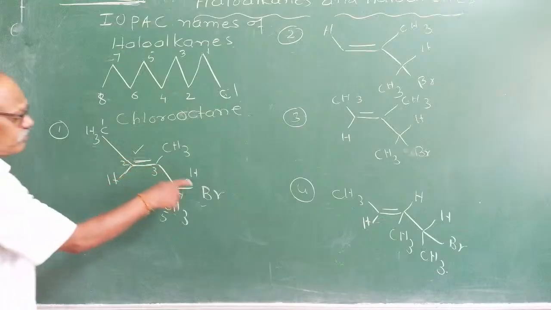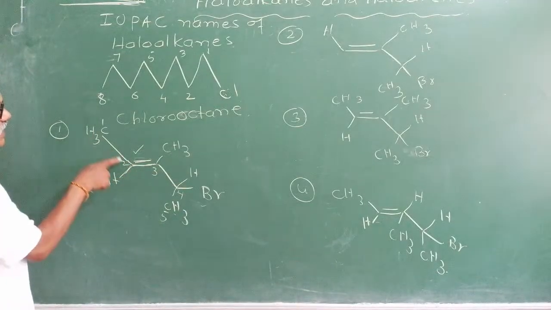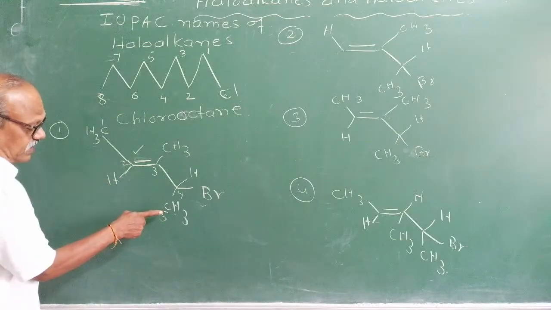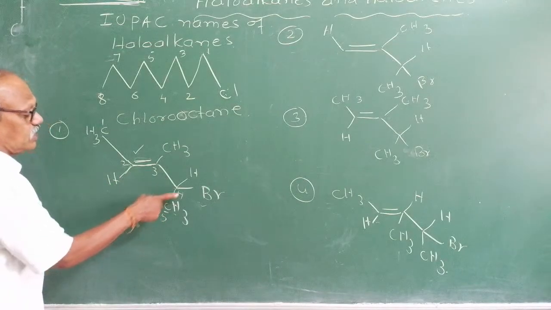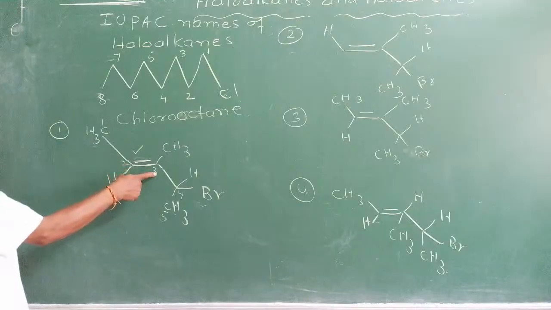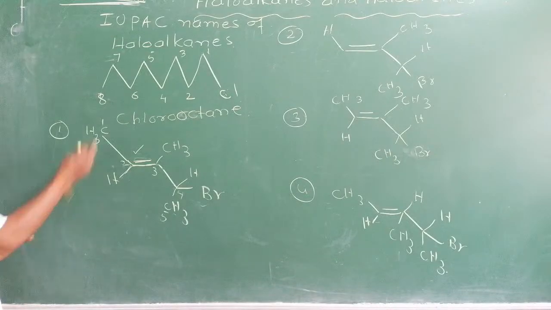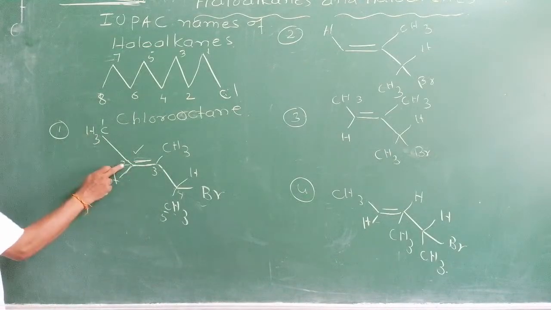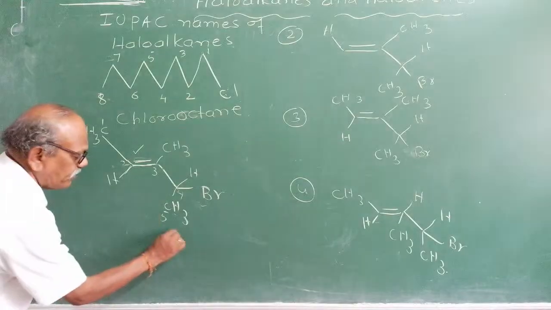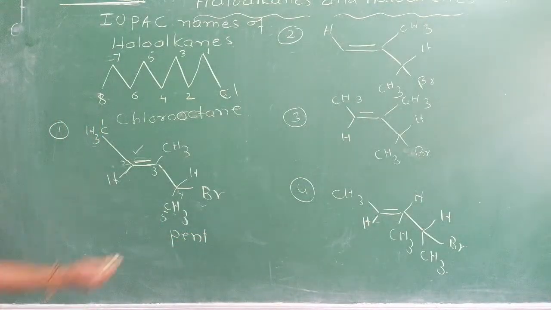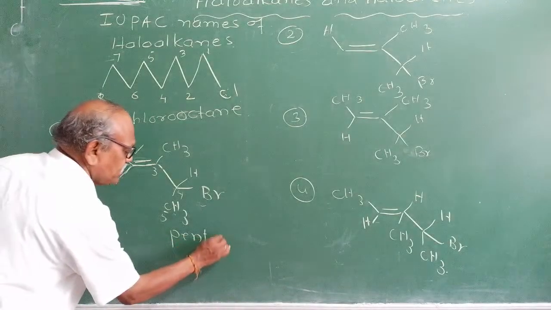Do you want to number from this end or this end? From this end you will get 2 for the double bond carbon, which is lowest. If you start from the other end, it is 1, 2, 3, 3. Here it is 2, therefore lowest number is 2. The root word is 1, 2, 3, 4, 5: pent. What is the suffix? Pentane, suffix is ane.